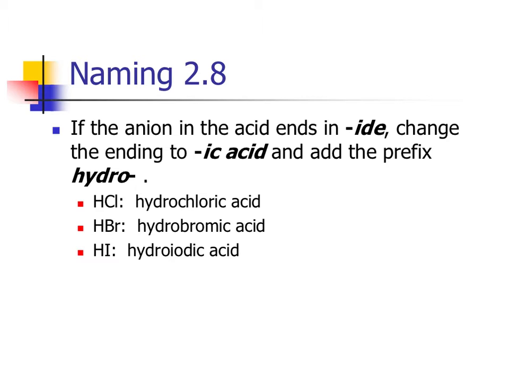acids, if the anion ends in IDE, we change the ending to ic and add the prefix hydro. Some of the common ones that we have here: hydrochloric acid, hydrobromic acid, hydroiodic acid.